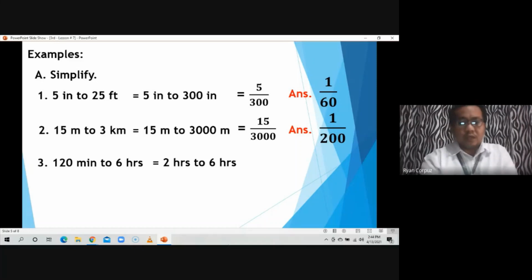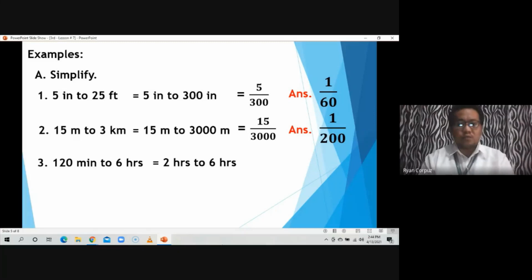Hindi kasi natin pwedeng gawin yon on the first two examples because one quantity is less than the other quantity, the other unit. So that's why iba yung ginawa natin in the first two examples. So this time, since exact naman, 120 minutes in terms of hours is equivalent to 2 hours, so we can use that.